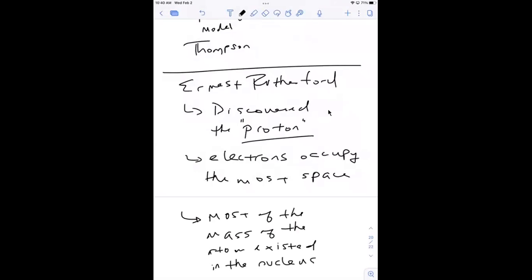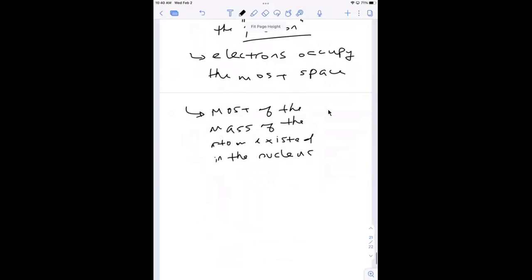So your atomic mass is highly concentrated in the nucleus. The electrons are very light, and what he discovered in the nucleus was about 8 times 10 to the third times heavier than an electron. So the nucleus makes up the bulk of the mass of an atom.